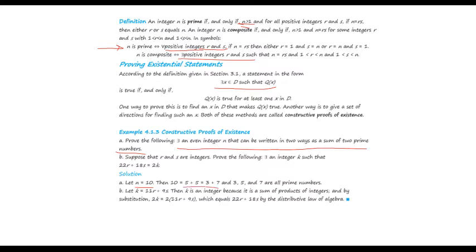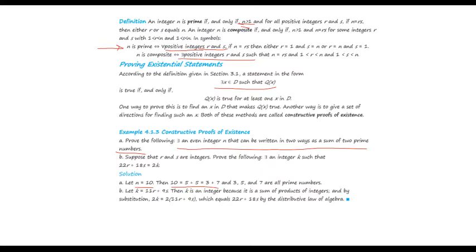So if you look at these two equations, it basically writes 10 as the summation of two prime numbers in two ways. 5 and 5 are both prime numbers, 3 and 7 are both prime numbers, 5 plus 5 is 10, and 3 plus 7 is 10. So basically we prove that there is some even integer n, and 10 is an even integer that can be written in two ways as a sum of two prime numbers. So we are done with the proof of part A.